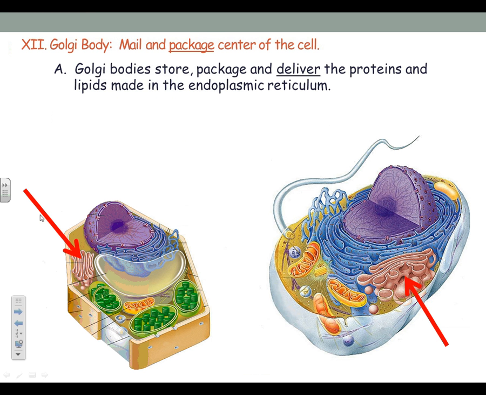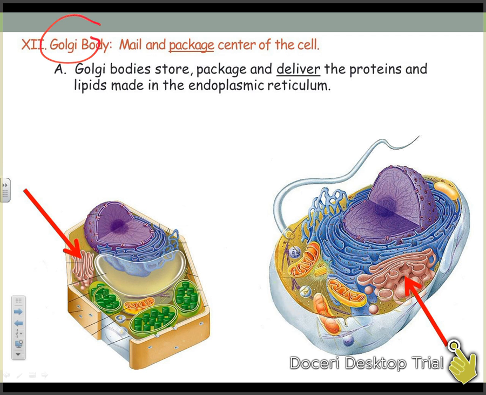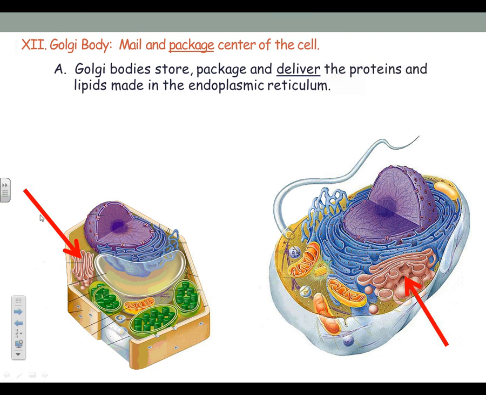We have the Golgi body. The Golgi body, and I have pictured here both the plant and animal cell. The Golgi body are these little structures right here. So, again, a squiggly structure, but a little bit different. They are responsible for packaging up proteins and delivering them throughout the cell through the endoplasmic reticulum. That is the Golgi body.